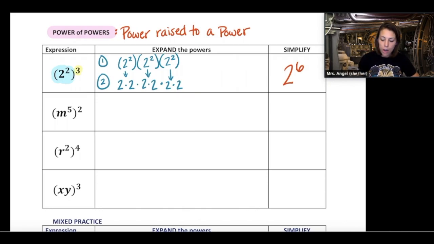Let's try our next example. So again, I work outside in. I'm looking at something to the power of 2. What is it to the power of 2? It looks like we're going to be multiplying m to the power of 5 twice. So step 1, let's expand that first power. That's m to the power of 5 times m to the power of 5.